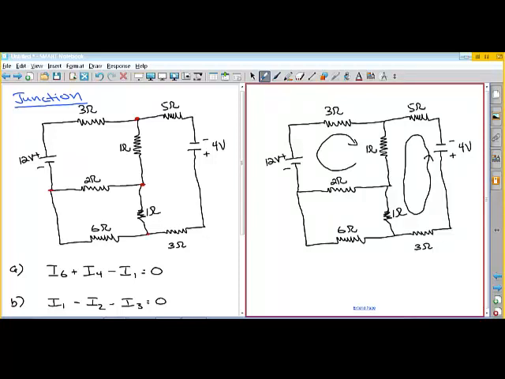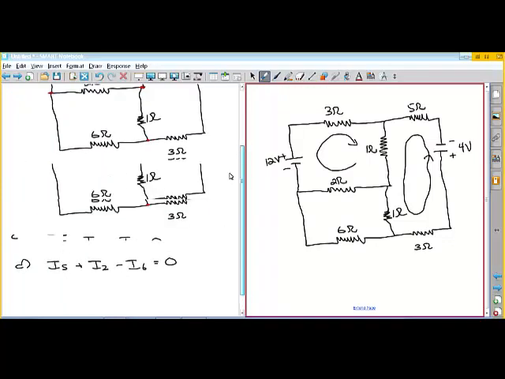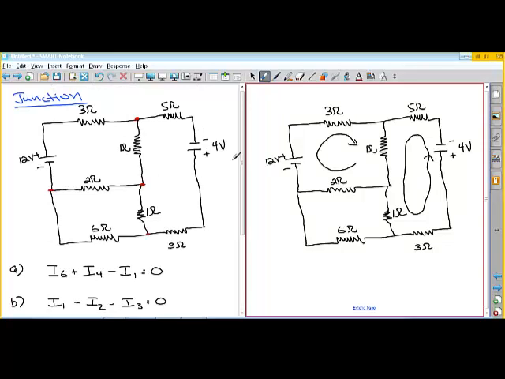Is there any redundancy? I don't see any. Redundancy just means I have the same currents involved in the same equations, but these are all different. So that should be all that's required. I'm going to pause for just a second and think about this.